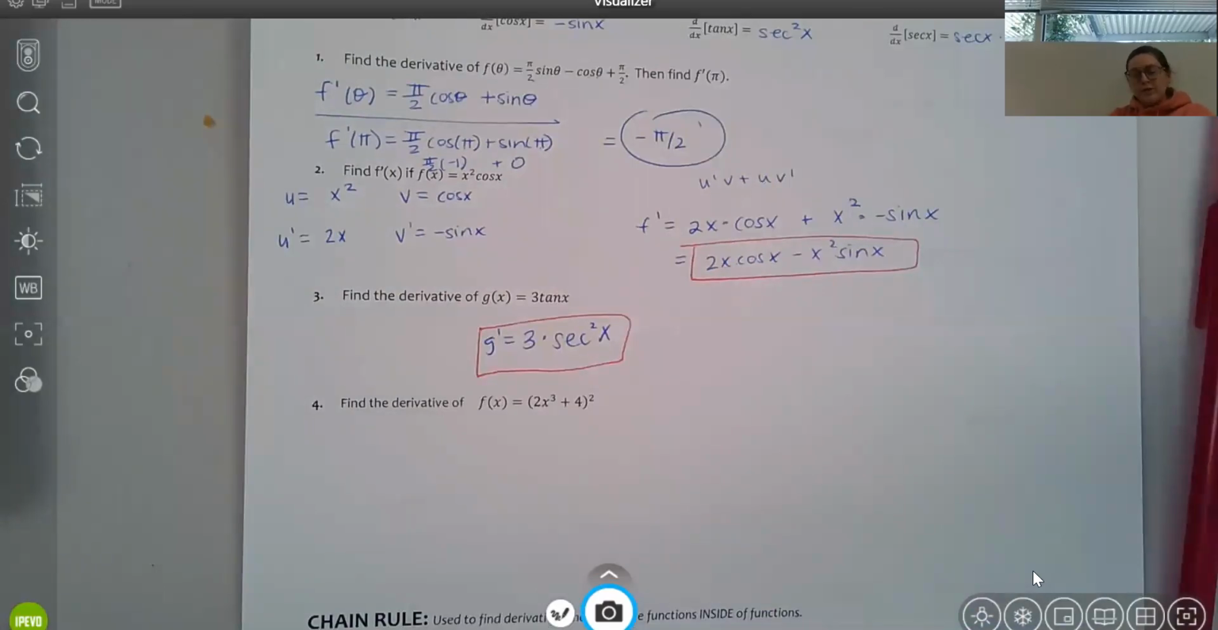So this one, don't actually need to use any rule. It's just 3 times tangent. 3 is just a coefficient, so it stays there. It's 3 times the derivative of tangent, which we know is secant squared. So it's 3 secant squared x.